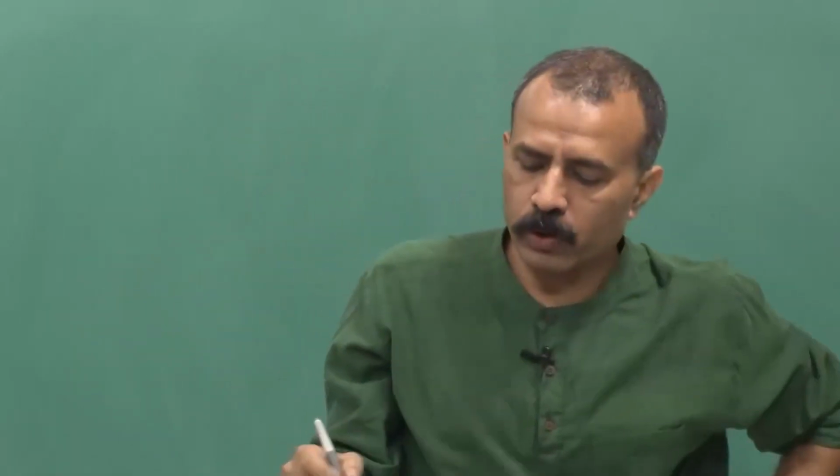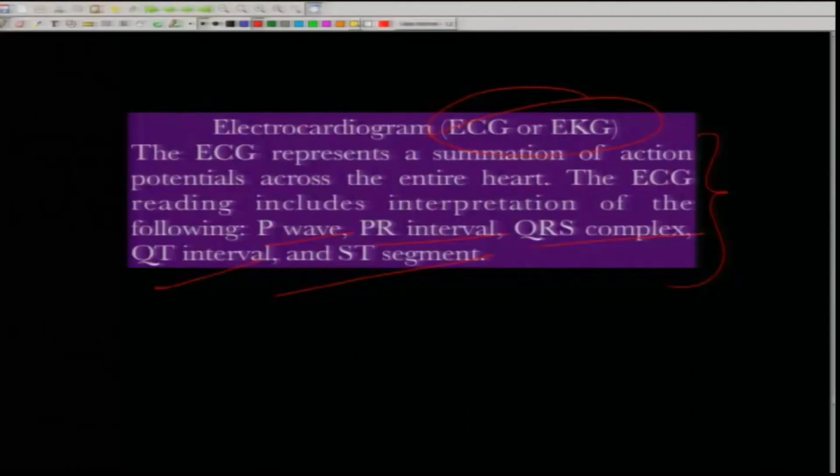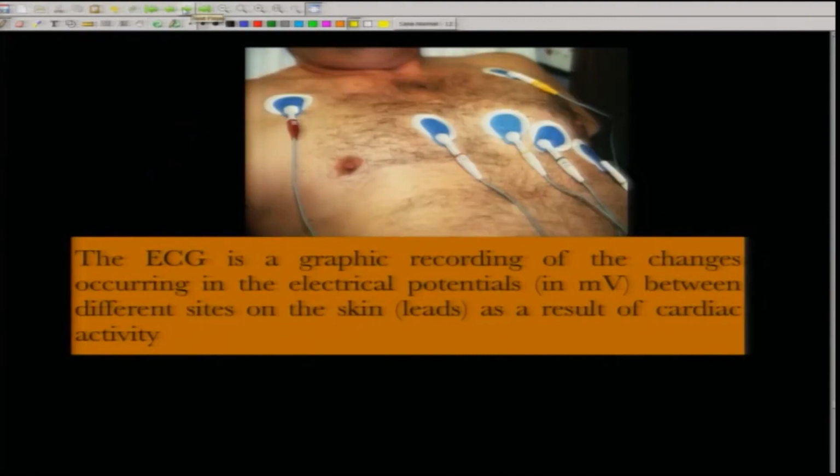Now, the summation of everything is your ECG or EKG trace, and if you look at the ECG traces, the ECG is a graphic recording of the changes occurring in the electrical potentials between different sides of the skin as a result of cardiac activity. So, all these things are happening on the surface, and you are making the measurements on the surface.